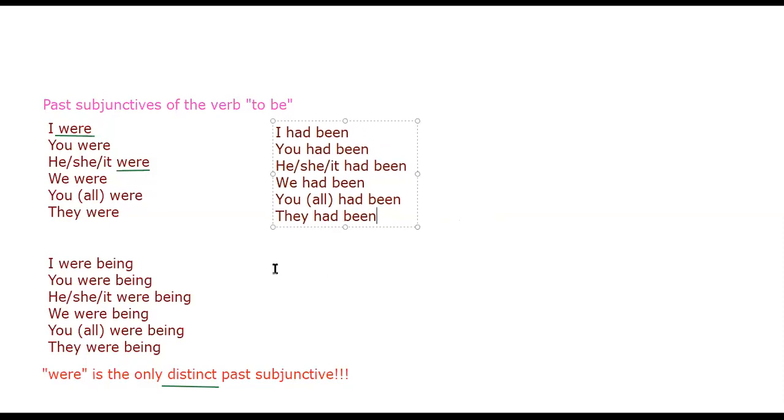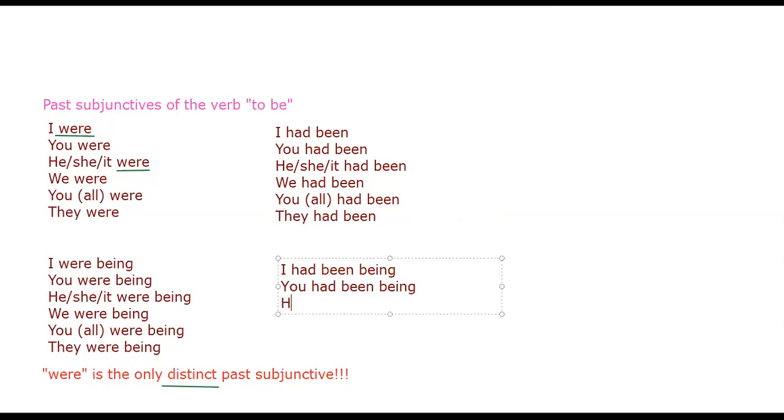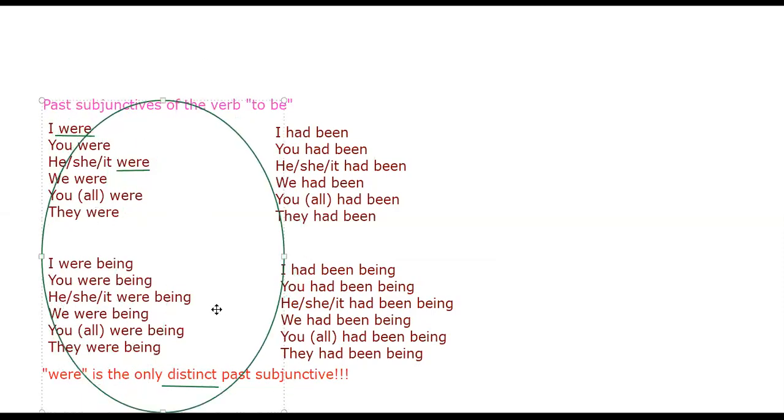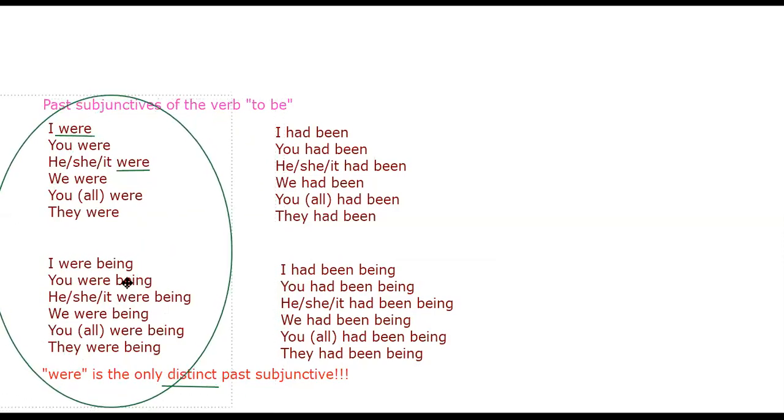And with the continuous, again, this is for the verb to be: I had been being, you had been being, he, she, it had been being, we had been being, you all had been being, and they had been being. And really, okay, so that's how you would do it. So this whole thing right here is the past simple subjunctive.